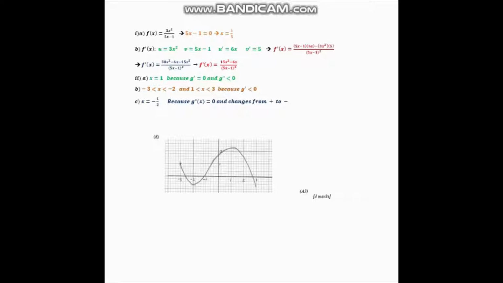Hence, the vertical asymptote shall exist at x equals 1 over 5, because this makes 5x minus 1 equal to 0.